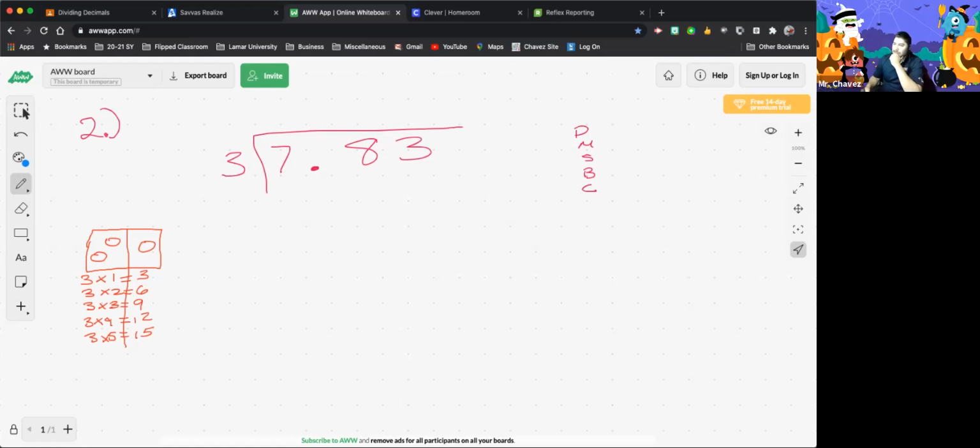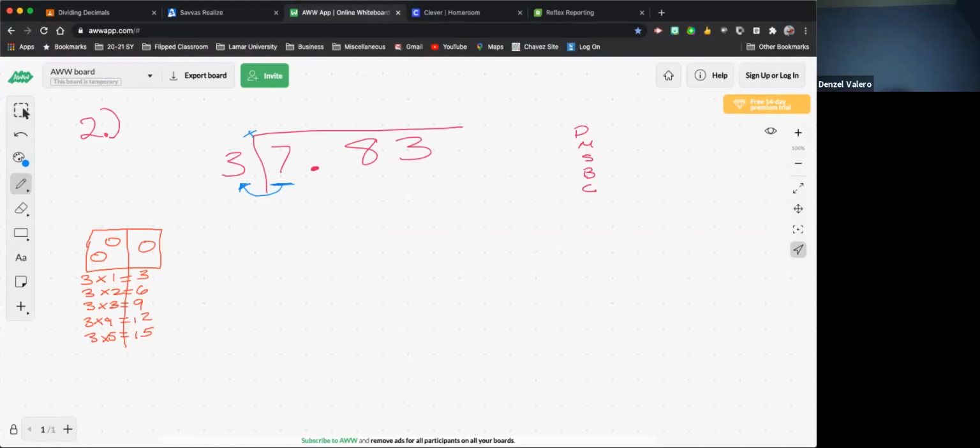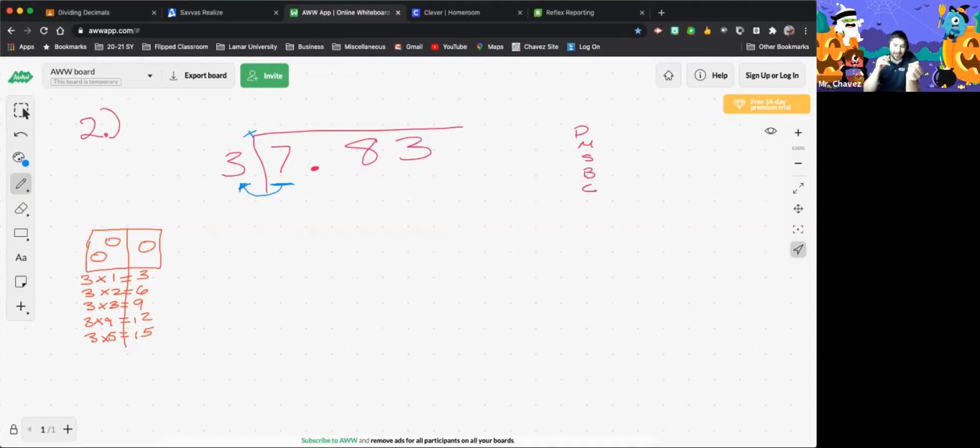Okay. So then I underline the 7. Now first, is the 7 bigger or smaller than the 3? Bigger. It's bigger, so I can do it. I don't have to borrow like I did the last one. So what I need to figure out first is what number times 3 can give me 7? Oh, and I forgot. Sorry.